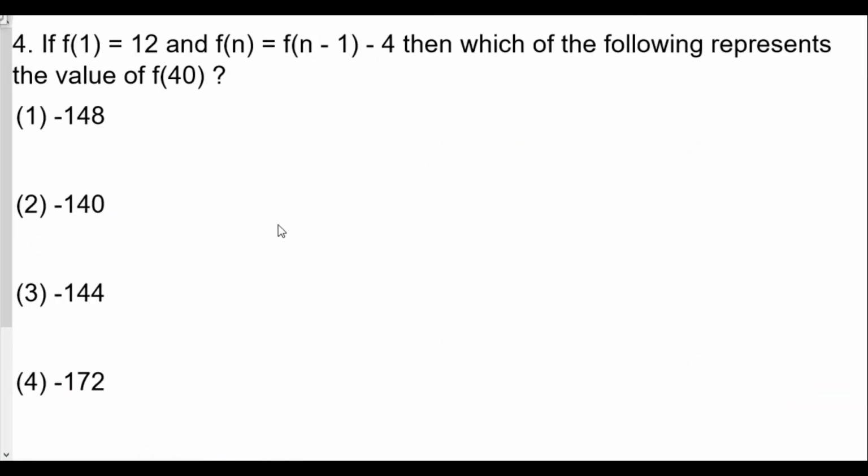For number 4, f1, the first term, is 12. And the rule we use is fn is equal to fn minus 1 minus 4. Which of the following represents the value f40?